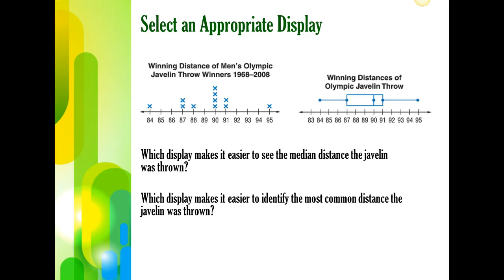Which display makes it easier to identify the most common distance the javelin was thrown? In this case, we would look at the line plot. It is clear that the mode, or the most common distance, is 90, since that is the largest stack of X's in the plot. We are unable to identify the mode or the most common distance by looking at the box plot because we don't know all the individual values that made up that plot.